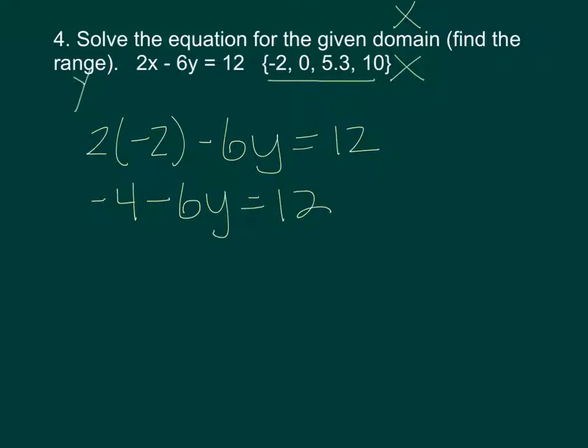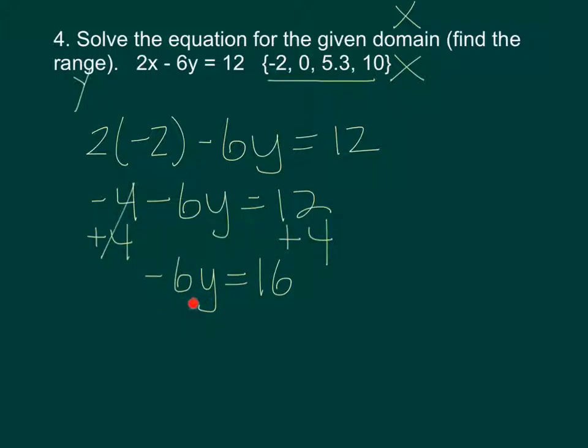From here, I'm trying to get y by itself. Remember, I can't take care of multiplication or division yet because I still have this other term on the same side. Because that term is -4, we're going to add 4 to each side. -4 plus 4 is 0. One thing to be careful of when you recopy this, right there, that is a -6y. So make sure you carry that negative down. -6y equals 16.